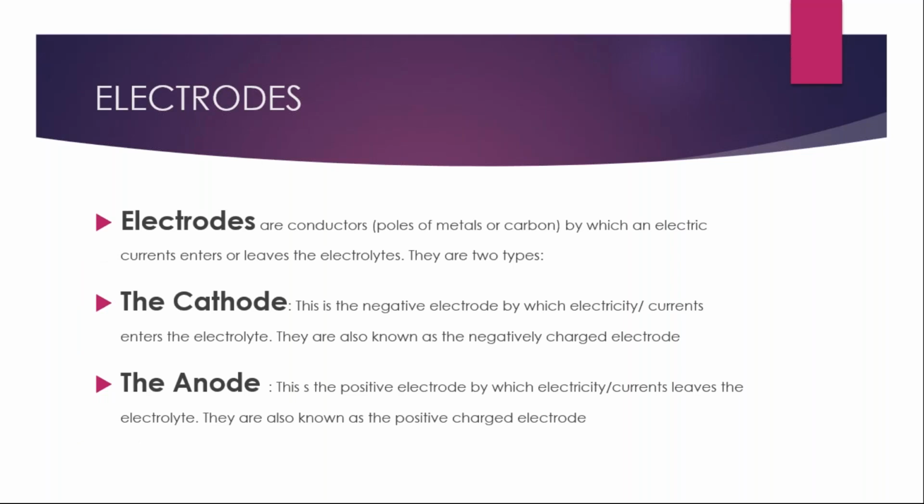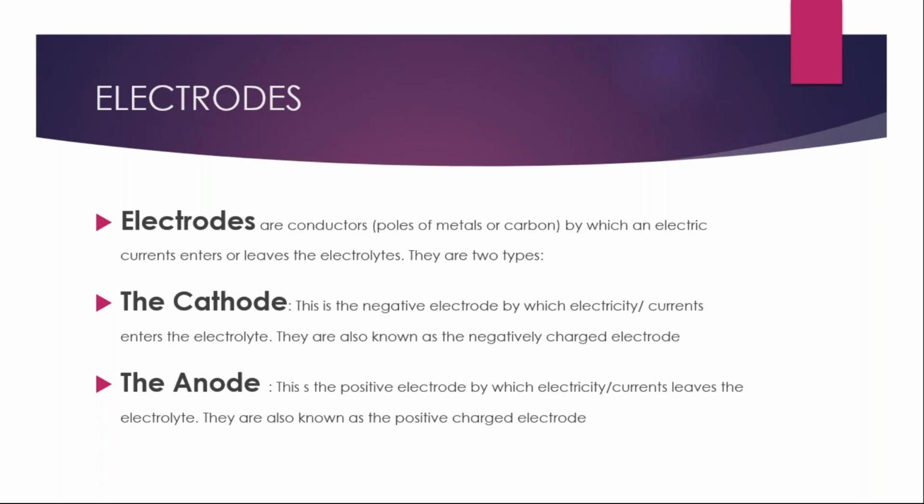Then, during electrolysis, the decomposition actually takes place at the electrode. So what are these electrodes? Electrodes are basically conductors, either made of metals or carbon, by which electric current can enter or leave the electrolyte. So the means by which electric current enters or leaves the electrolyte is referred to as an electrode. And there are two types of electrode: the cathode and the anode.